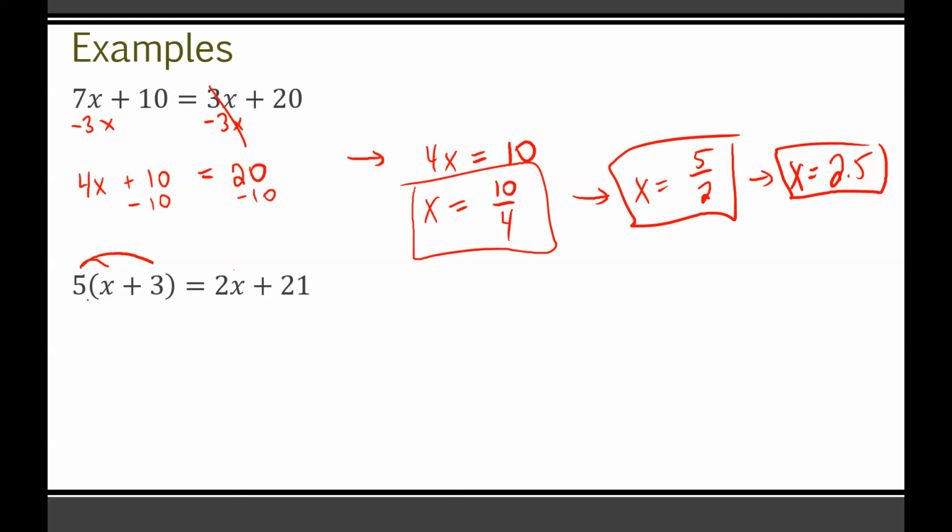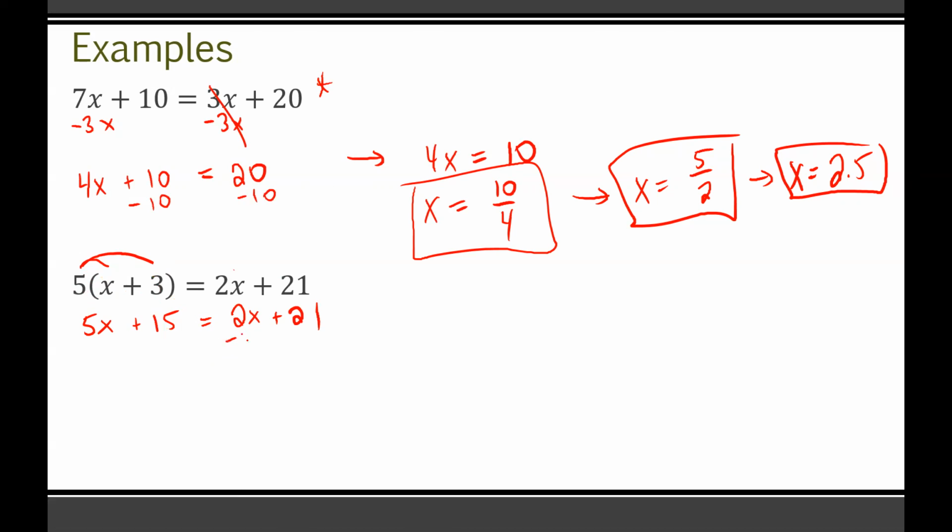I'm not changing what it's equal to. It's just expanding it to write it a different way. That gives 5x plus 5 times 3, which is 15. That equals 2x plus 21. Now that it's written like this, it looks a lot more like this one we started with.